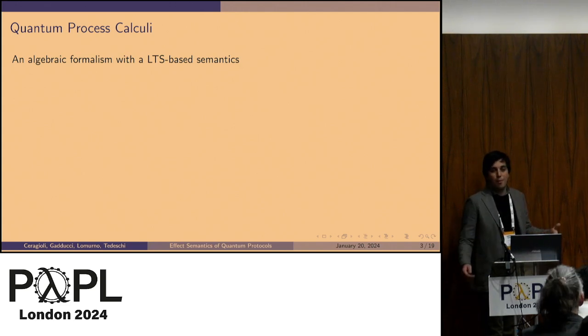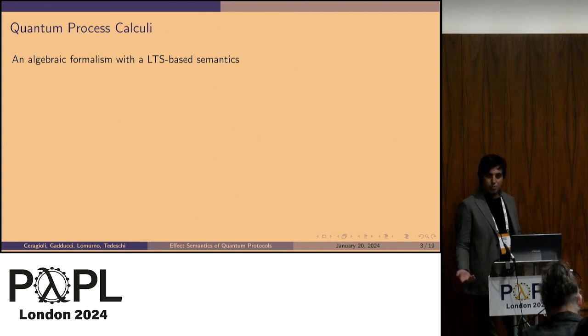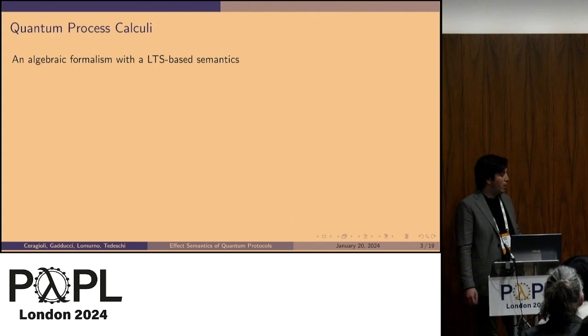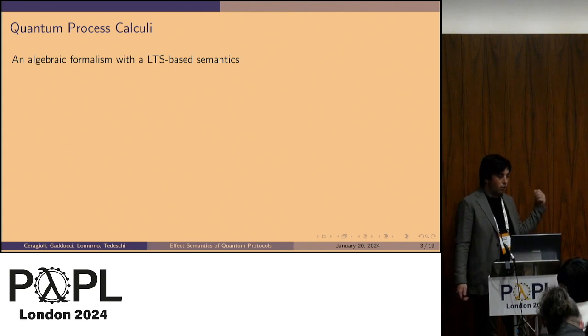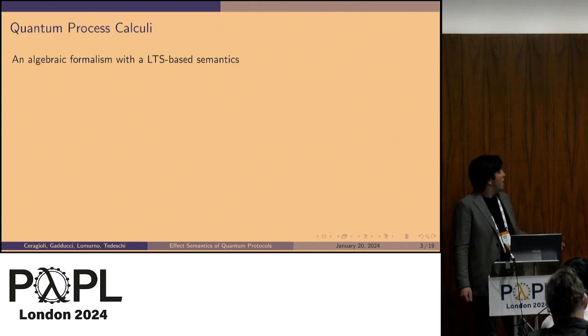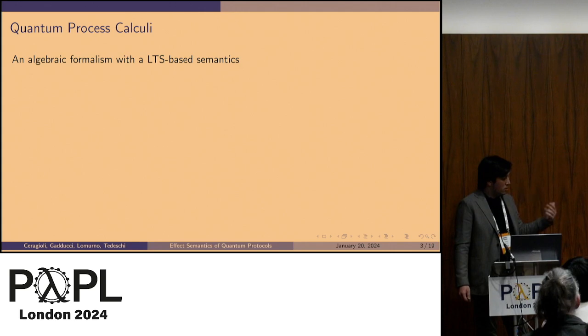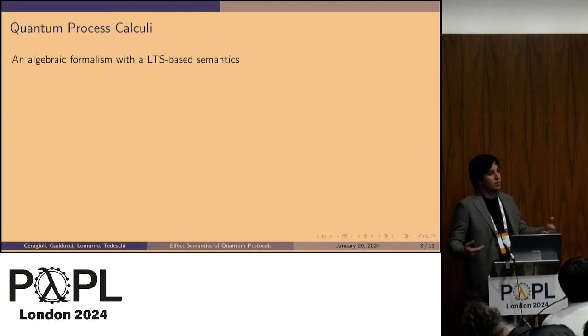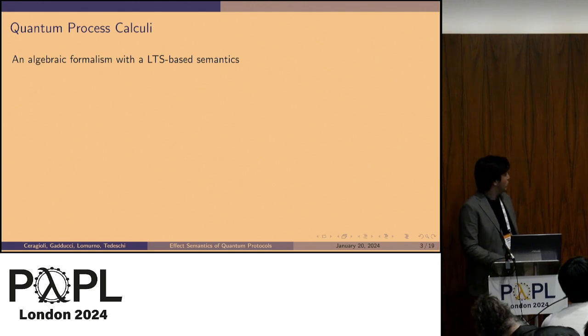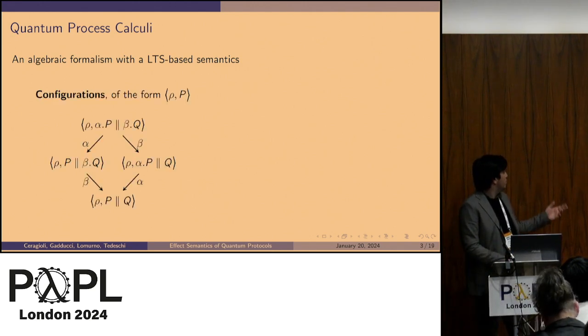To model such quantum protocols, we resort to quantum process calculi. So our processes are terms of an algebra, and the operators of our algebra are the ways of composing together processes, corresponding to the features we've seen before. And to give the semantics to these process algebras, we use labeled transition systems. So a set of states with a transition relation. For example, here we're talking about quantum process calculi.